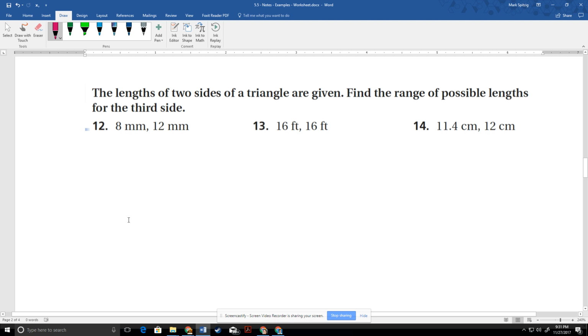All right, and this is one we talked about where if we're given two sides, we have to find the range, and so it's going to be an inequality here. So find the range. Again, the easiest way is to take these two numbers, right? So we have 12 and 8, and we add them up, right?